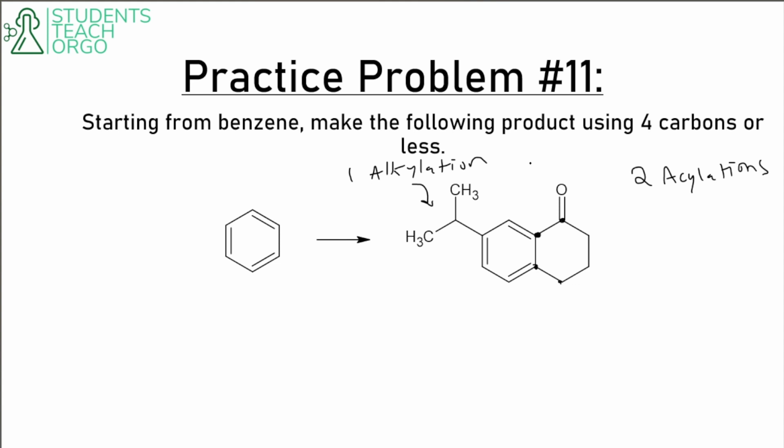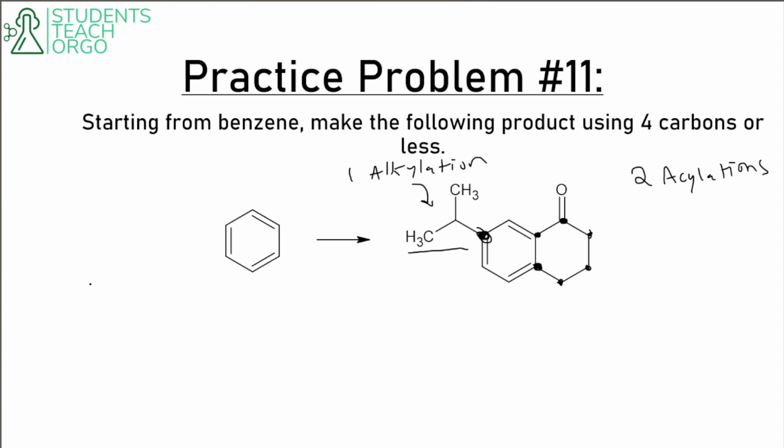Question is, which one did we do first? Well, most likely, the one that was done first is this guy. Why? Well, if I put this group on, I can select for this attachment right here in the para position because of an isopropyl group. So I'm going to do that first. And then what most likely happened is we will use an anhydride because we have 1, 2, 3, and 4 carbons. So that anhydride will probably be the best choice in this sort of synthesis.